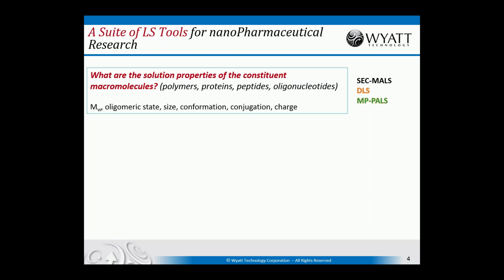And the solution properties of those constituents that we'll be measuring include the molecular weight, from which we can, of course, derive an oligomeric state. Also the size in terms of radius, conformation and shape, conjugation state, meaning for complexes which are covalently bound, or even non-covalently bound, might include a pegylated protein, a copolymer, or other types of complexes containing two distinct species. What is the molecular weight of each of those species in the complex, and determining the charge, or the zeta potential, of the macromolecules.